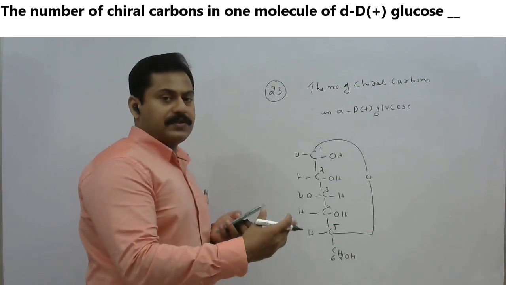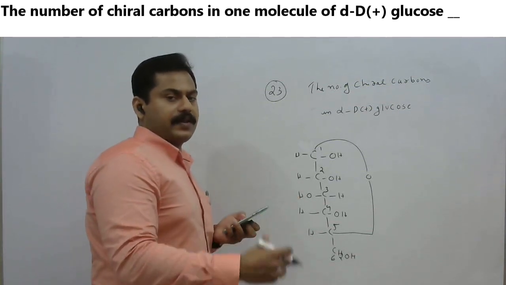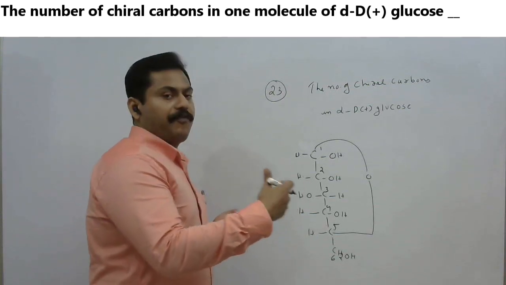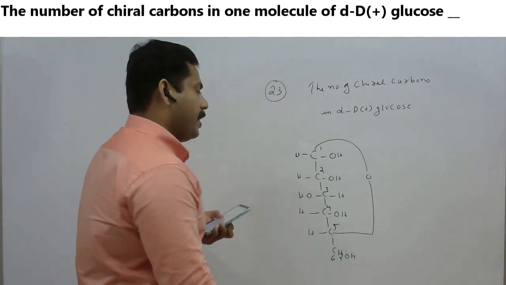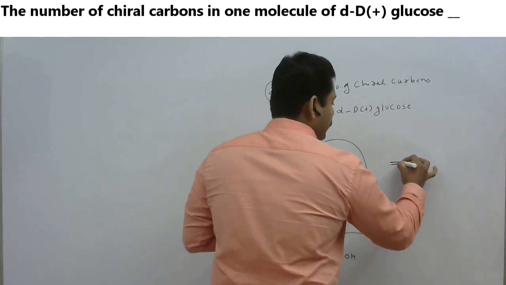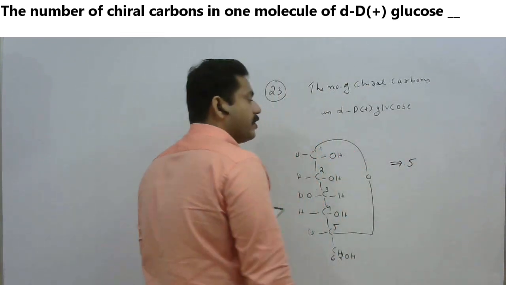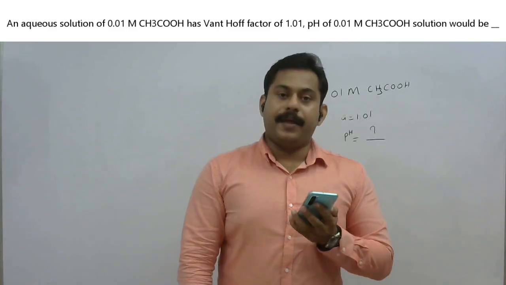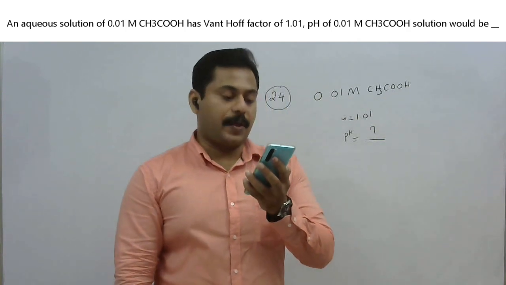So definitely, if they ask about the open chain structure, there are 4 chiral centers only. But for the cyclic alpha or beta form, they are asking how many chiral centers there are. The chiral centers will be 5. From this picture, it is clear. Thank you. Okay, now let's discuss question number 24.